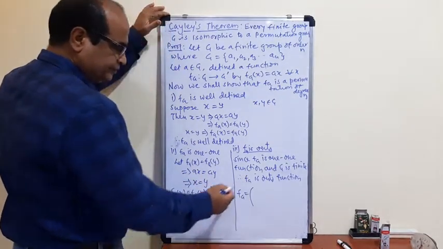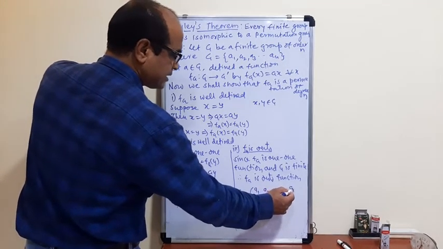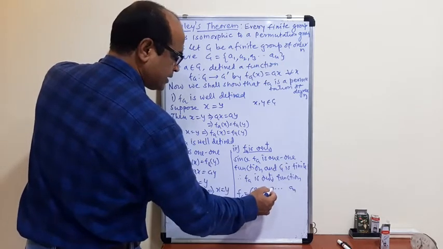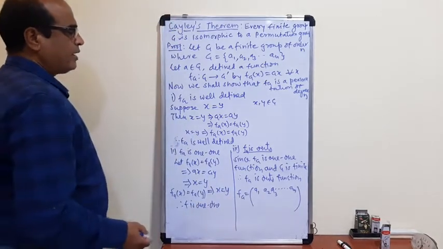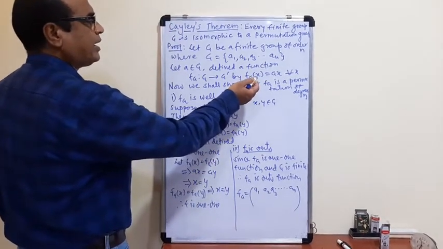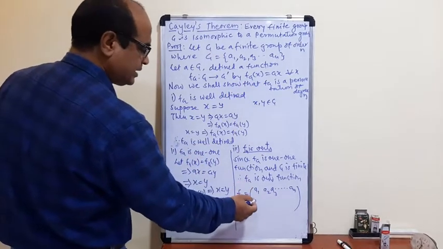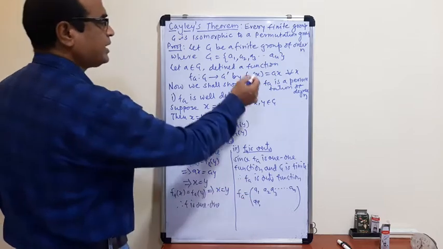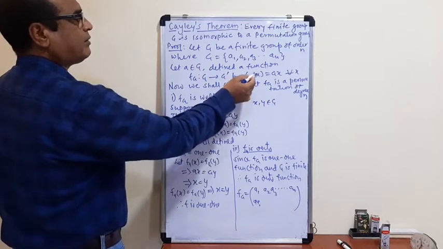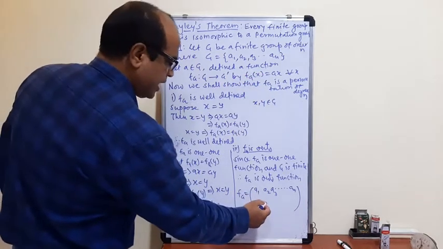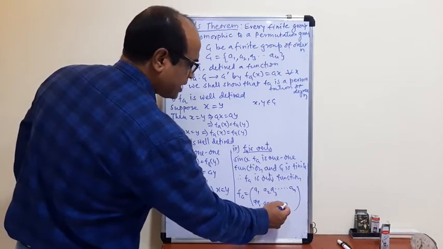Okay? So what is f_a? a1, a2, and so on, an are the elements of the set G. When f_a is defined here, f_a(x) is ax. So put x is equal to a1. What is f_a(a1)? That is aa1. Then aa2, aa3, and so on, aan.